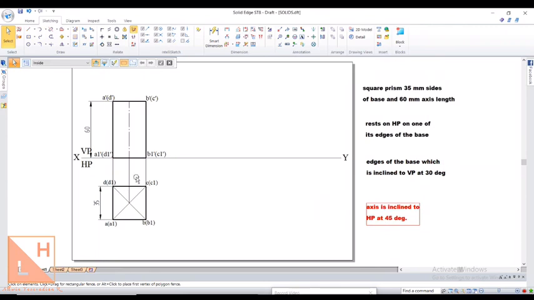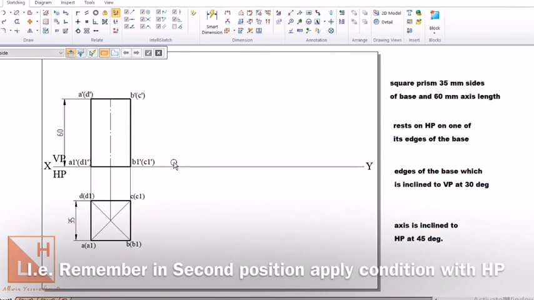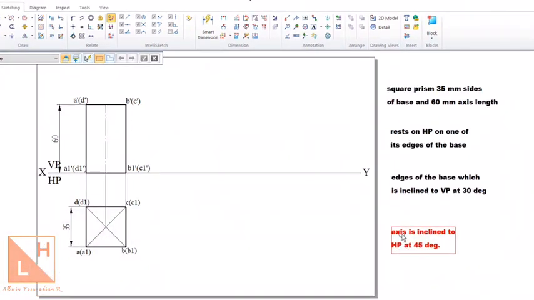You see here there is one condition with HP given and one condition with VP given. But now since the plane figure is on HP, you need to take the condition with HP and apply it in the second position. And this is applicable for all the problems in fact. So that is a point that you can remember, which will make your solution process faster and simpler, especially in this orthographic projection of solids. So we'll take the condition with HP.